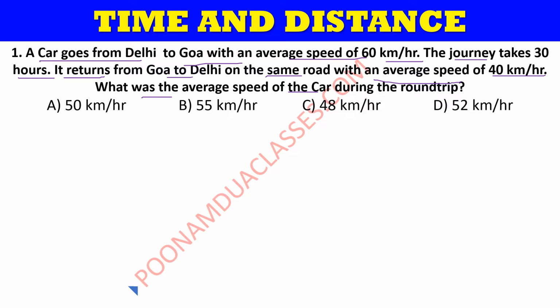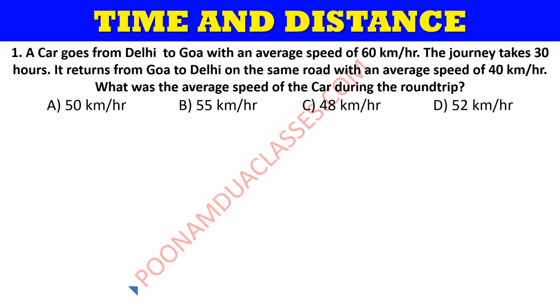एवरेज स्पीड को हम ऐसे नहीं करेंगे कि 60 को ऐड कर दिया हमने और उसके बाद 40 को ऐड कर दिया और 2 से डिवाइड कर दिया. This is not the formula for the average speed. You may be tempted to find the average speed by summing up the speeds and dividing by 2, but that is the wrong method. Average speed is total distance divided by total time.